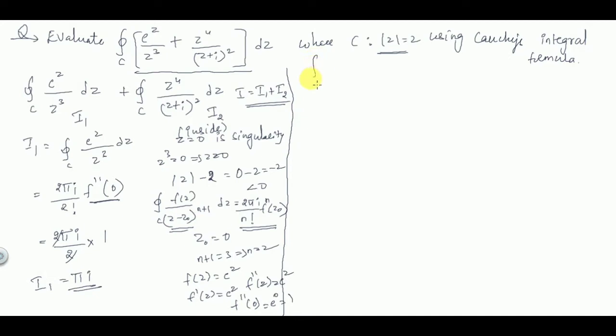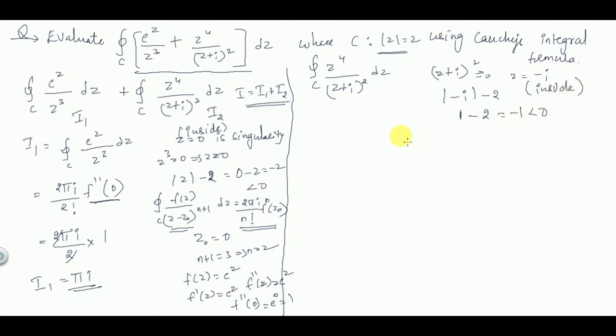Now the second integral: integral over C of z to the power of 4 by (z plus i) whole square dz. So z plus i whole square is equal to 0. So z is equal to minus i is the singularity, right? If you substitute minus i minus 2, the modulus of minus i, as I have told you, its value is equal to 1, because only y is present. So modulus of minus i is also equal to 1. So 1 minus 2 is minus 1, which is less than 0. So z is equal to minus i lies inside the given contour.